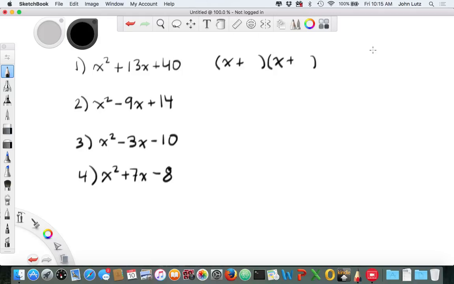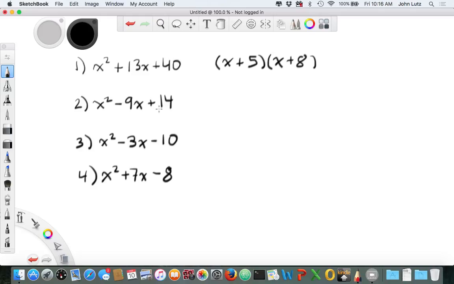Okay? So let's see. I've got 1 times 40. Those add to 41. That doesn't work. I've got 2 times 20. That adds to 22. I've got 4 times 10. That adds to 14. But I also have 5 times 8. 5 times 8 is 40, and it adds to 13. So this is going to be x plus 5 and x plus 8.